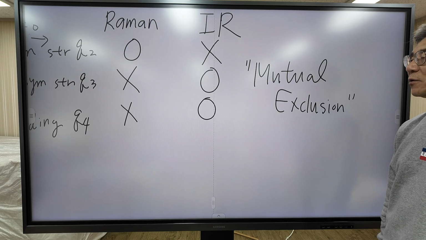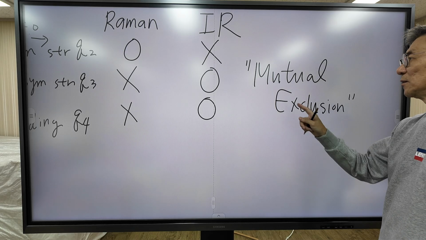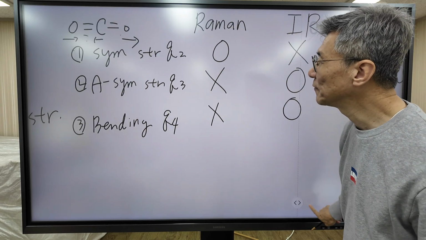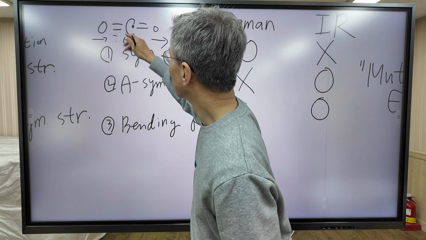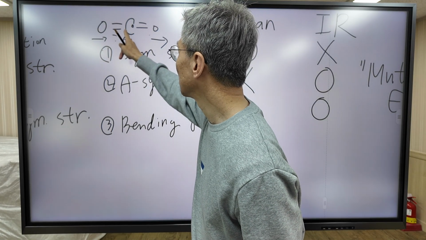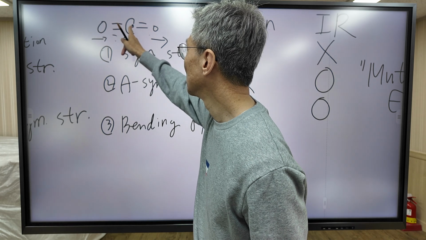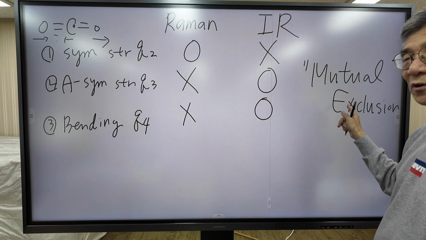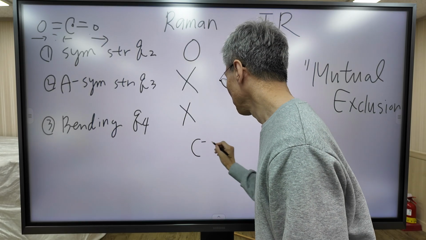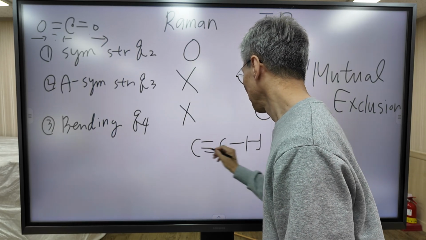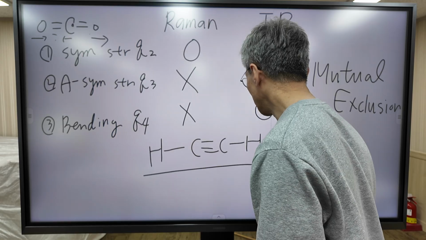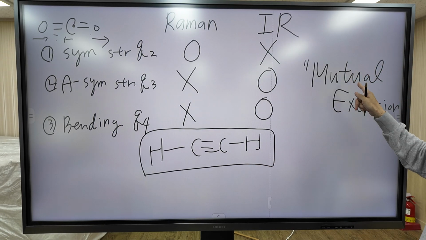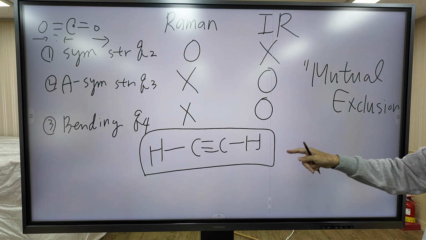But not every molecule obeys the mutual exclusion principle. Only molecules which have an inversion center, which is symmetric about the origin, follow it. For example, this molecule also has an inversion center, so it also obeys the mutual exclusion principle, the same as the CO2 molecule.